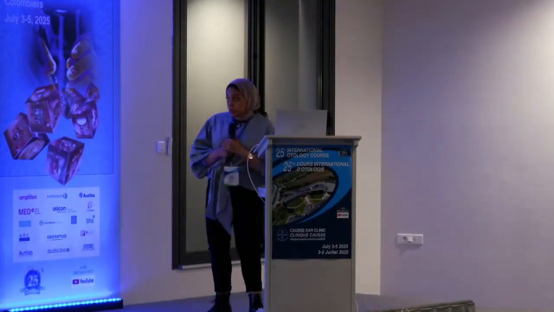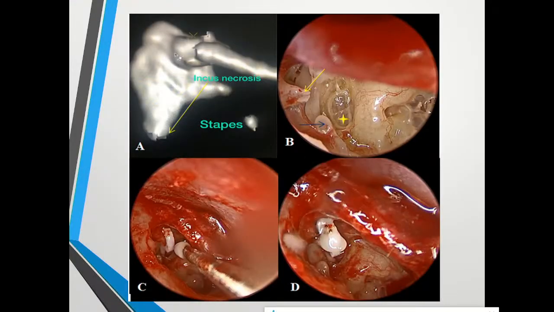So this is one of the cases we managed. The first one, which is figure A, represents a 3D reconstruction of the ossicles. You can appreciate the presence of the malleus connected to the incus with a necrosed long process. And this long process is separated from the head of the stapes. And this is what we find inside the middle ear. The star represents the footplate.